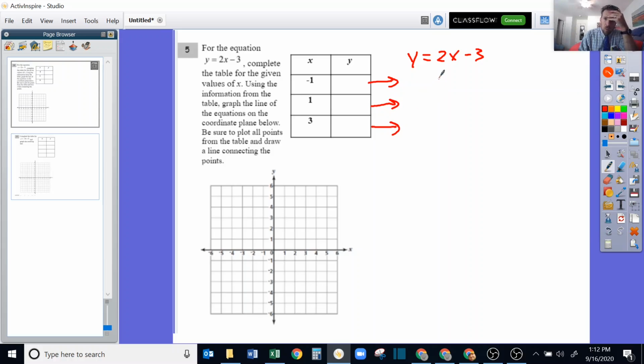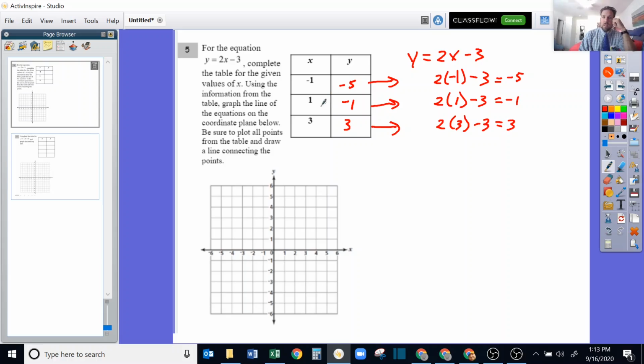So the calculation that we're going to be doing here for this spot in our table is going to be 2 times -1 minus 3. And this next one will be 2 times 1 minus 3. And this last one will be 2 times 3 minus 3. So this is -2, this is going to be -5. This is 2, this is going to be -1. This is 6 minus 3, that's going to be 3. So these are going to be the y values that we put into the table.